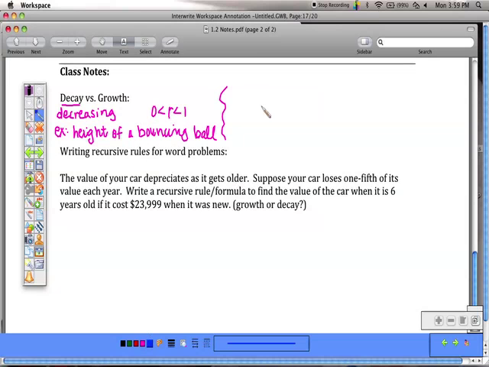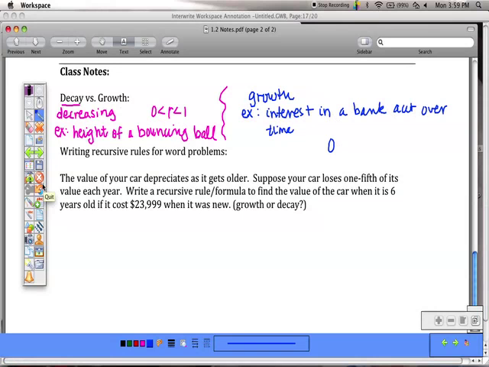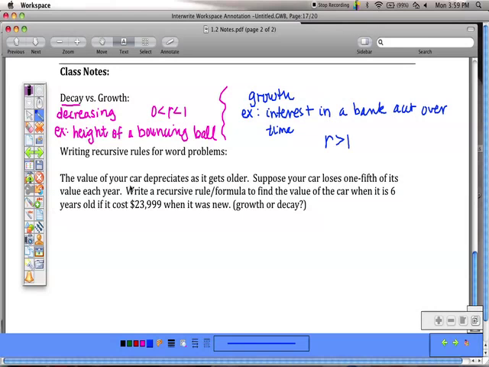Then we have growth. An example is the amount of interest you earn. So interest in a bank account over time. And with growth, the rate is bigger than 1. Okay, so now we're going to practice writing recursive rules for word problems.